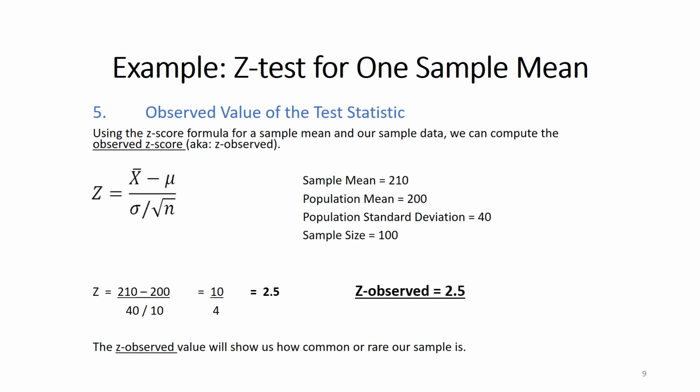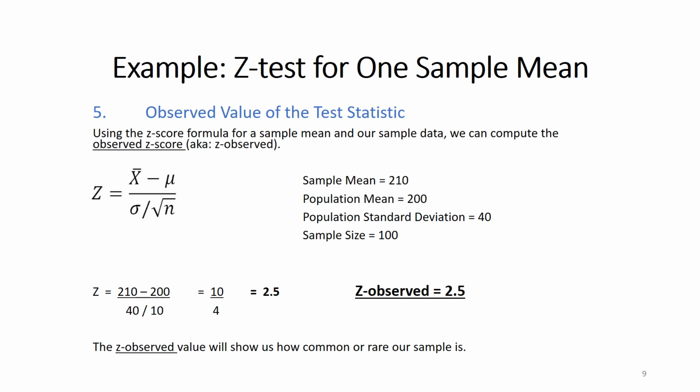So let's reiterate that. Our sample appears in raw units to be greater than the old population. Our sample mean is 210. The old population that we're comparing it against is 200. But that 10-pound difference, is that enough to say that our sample is so rare that it most likely came from a population that was not centered around 200? That's what we're trying to figure out right now.